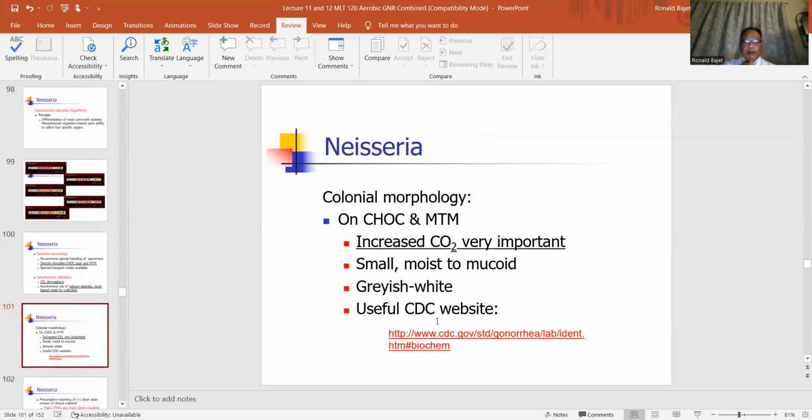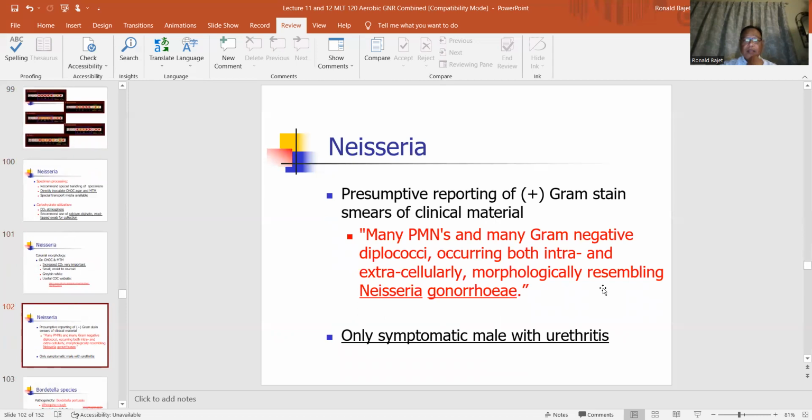And look at the colony morphology. Easy. You have those five organisms there, and they all look the same on the selective media, the modified Thayer-Martin. It likes increased CO2. That's very important. And you see small, moist to mucoid, grayish white colonies. And there's a hyperlink there. You might want to open it up for further identification.